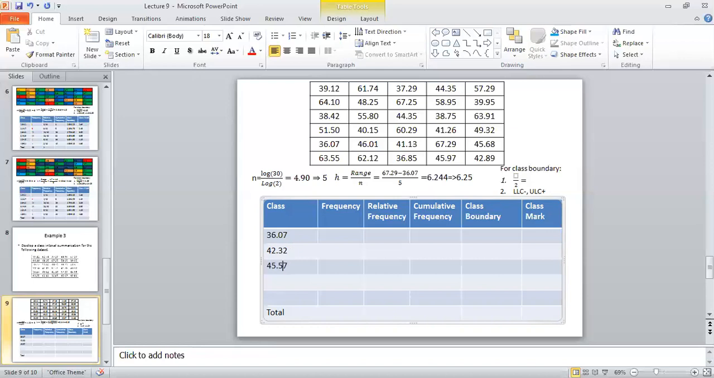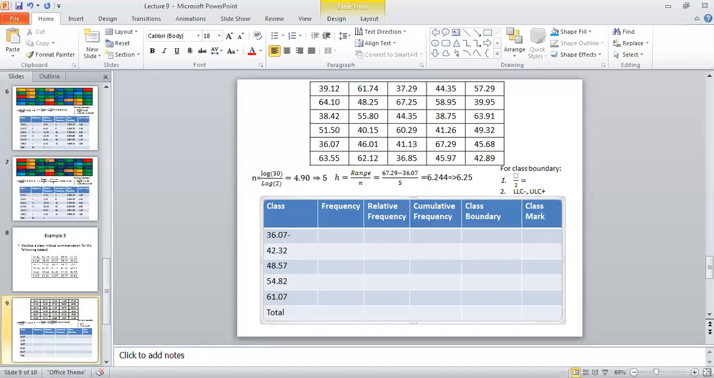Sorry, let me correct this typo. And again we are going to add 6.25 to 48.57, and this becomes 54.82. And we are going to add 6.25 to 54.82, and we get 61.07. So all the lower limits of all the classes are filled now.